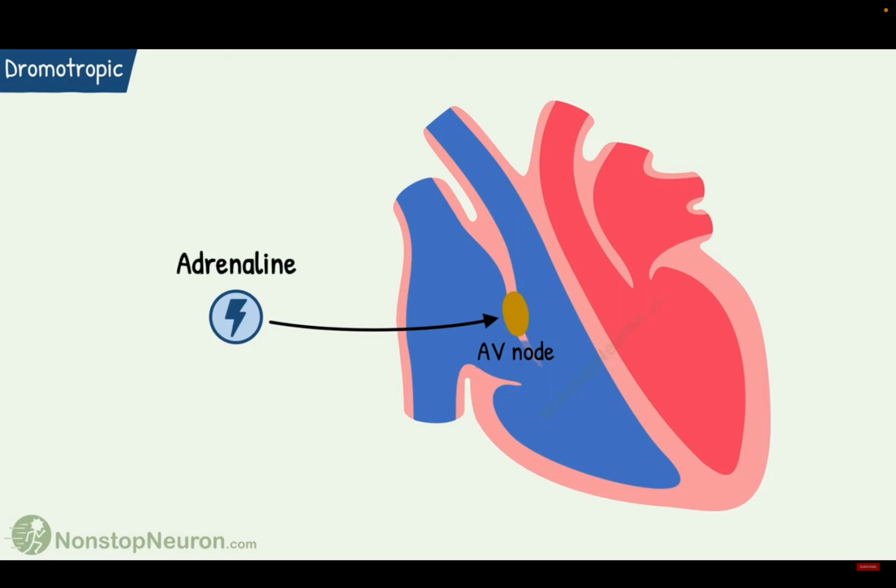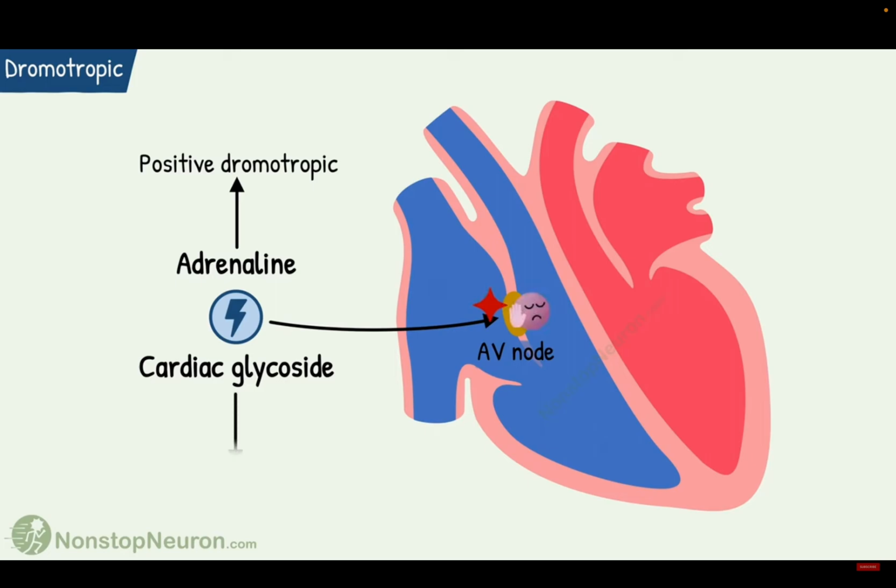Obviously, dromotropic effects are produced by acting on the AV node. For example, adrenaline increases the velocity of conduction through the AV node. Thus, it produces positive dromotropic action. And cardiac glycosides decrease the velocity of conduction, or in other words, they have negative dromotropic action. So these were the dromotropic actions. Now the final one, bathmotropic actions.